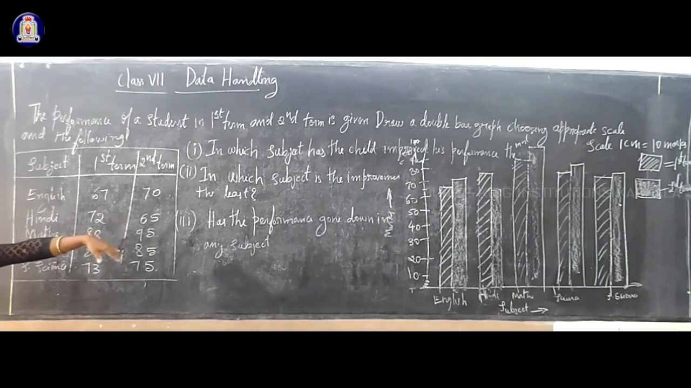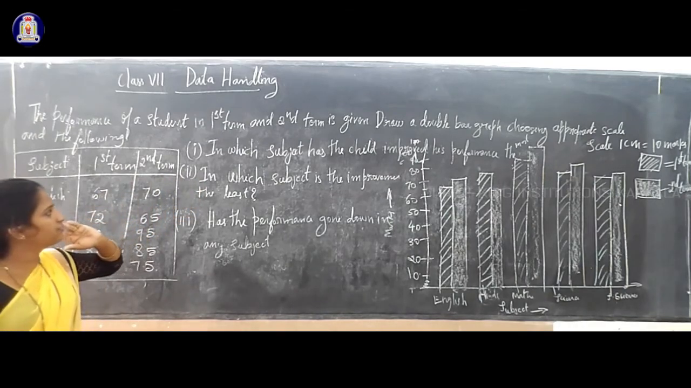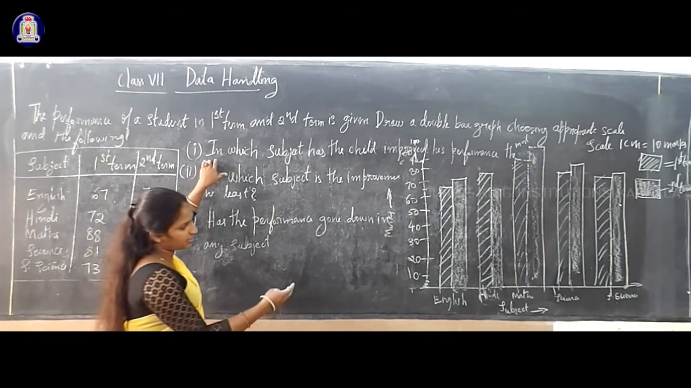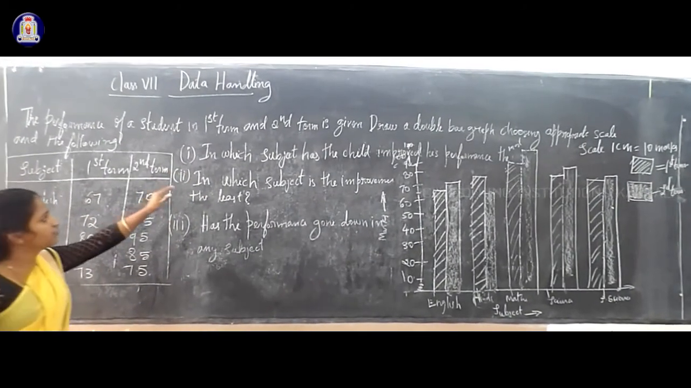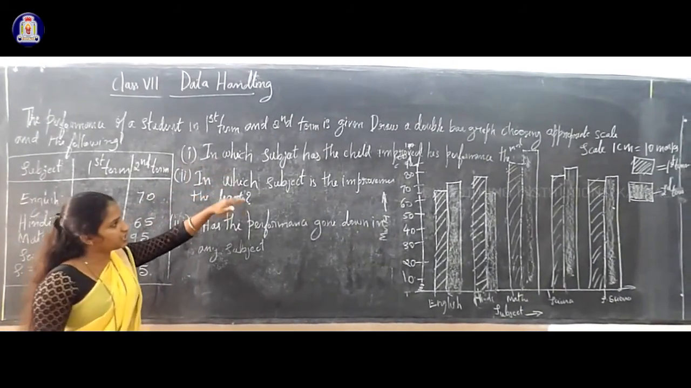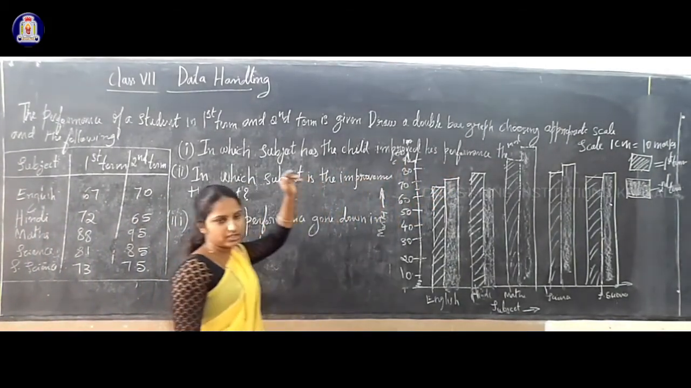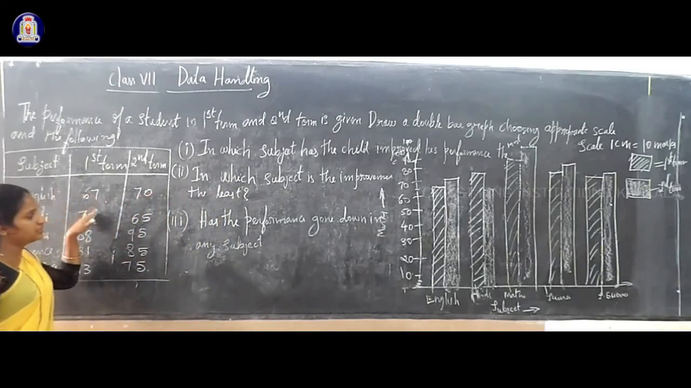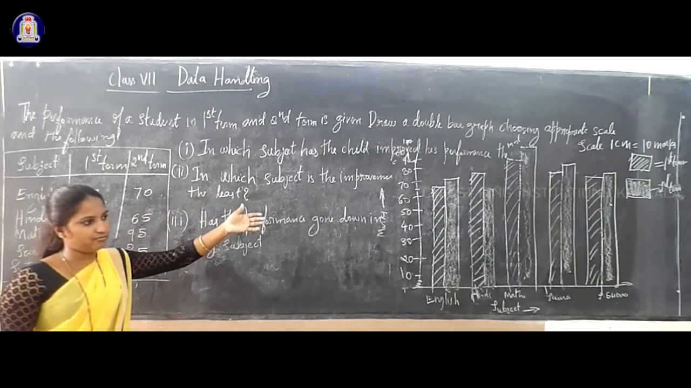Now what you have to do? You have to answer the following questions. Seeing the bar graph, we can answer the following questions. The first question, in which subject has the child improved his performance? Now, if you see this table also, you can answer. Otherwise you have to see the bar graph.